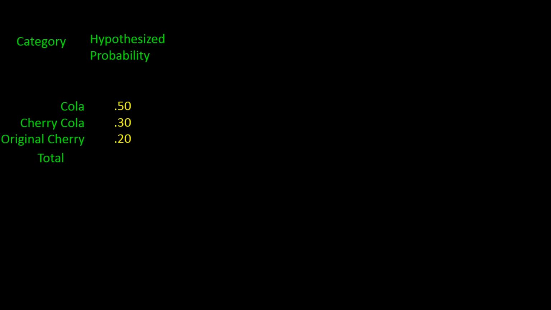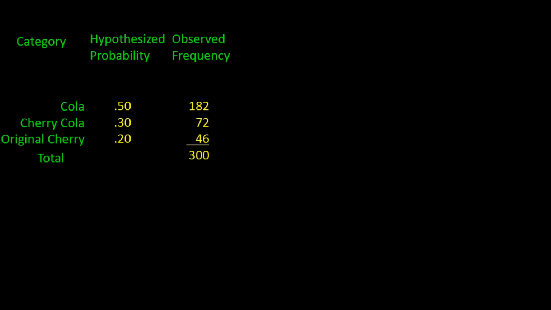To make the formula easier to compute, let's construct a table to break down the chi-square formula. To begin, we have the categories listed with their hypothesized probabilities. So we have cola, cherry cola, and original cherry listed with their hypothesized probabilities of 0.5, 0.3, and 0.2 respectively. Now let's add a column for the observed frequencies. Remember, these were taken from a sample of 300 customer purchases, and this is what we observed from the sample. 182 purchased cola, 72 purchased cherry cola, and 46 purchased the original cherry flavor.